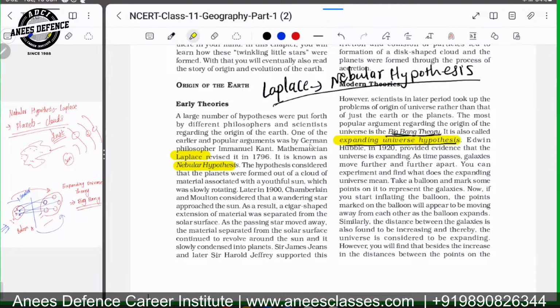Is it clear? This is what the expanding universe theory suggests. Look, I have given an example of this: take a balloon and mark points. I have explained it.